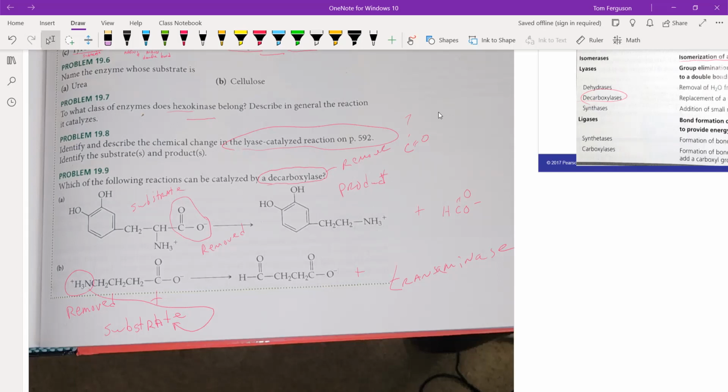For example, when glucose first goes into being metabolized, what happens? Well, the first step is you add a phosphate group at carbon number 6, so it becomes glucose 6 phosphate. There are a number of steps, and that enzyme would be a kinase. It's adding a phosphoric acid group.